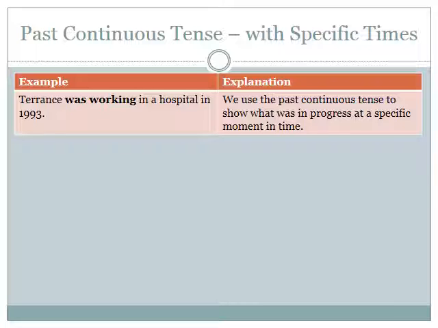So in this example, and this is on page 221, we say Terrence was working in a hospital in 1993. So the specific time that we're talking about is 1993. And we're assuming here that he began sometime, maybe in the beginning of 1993, and continued to work there the whole year. Whether he stopped working there after 1993 or not, we don't really know, but we just know that this was something that was in progress at the time.